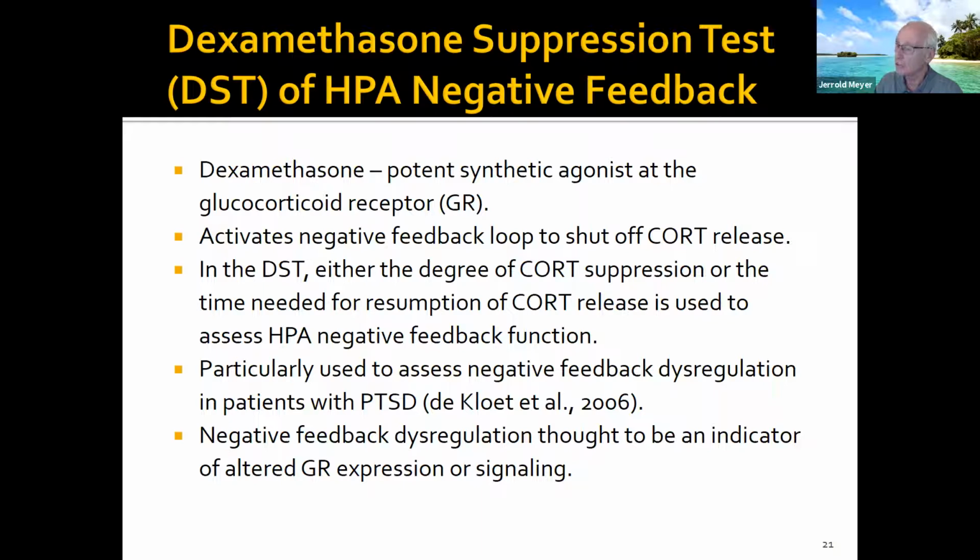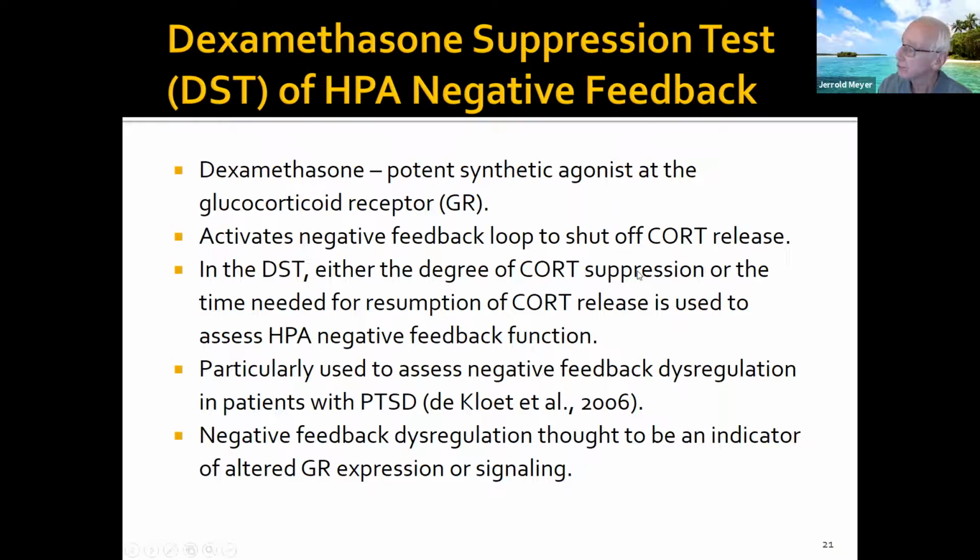So when you're performing this test, there are two different ways you can measure the response. Because it's activating the negative feedback loop, it's causing cortisol levels to decline. So it's binding to the receptors in the pituitary gland. The pituitary gland shuts off ACTH. The adrenal gland shuts off cortisol. And so the levels start getting lower and lower over time until the effect wears off.